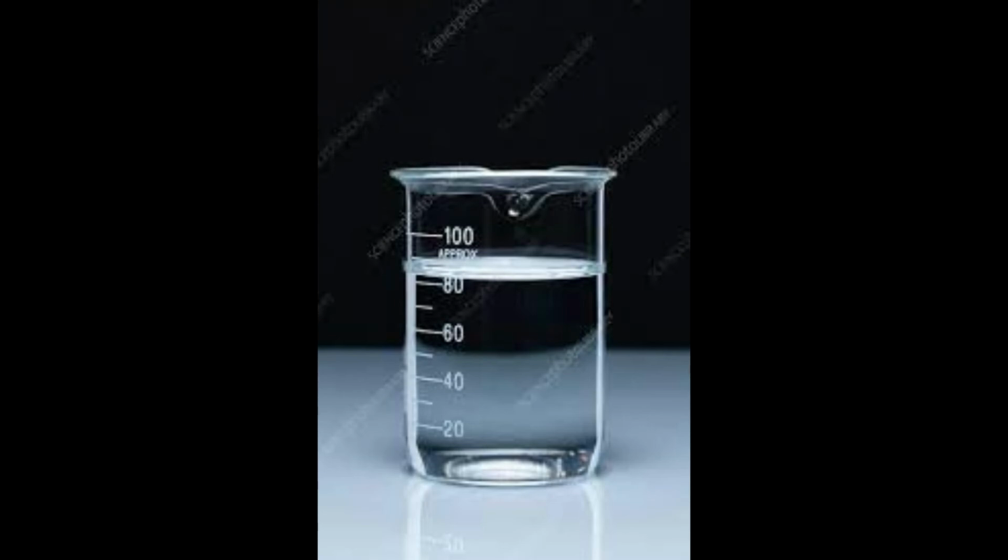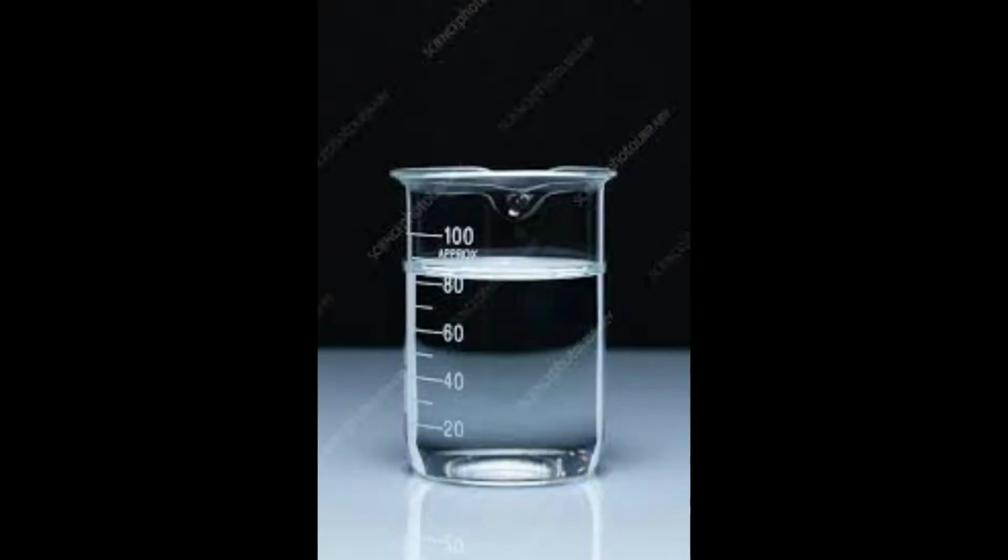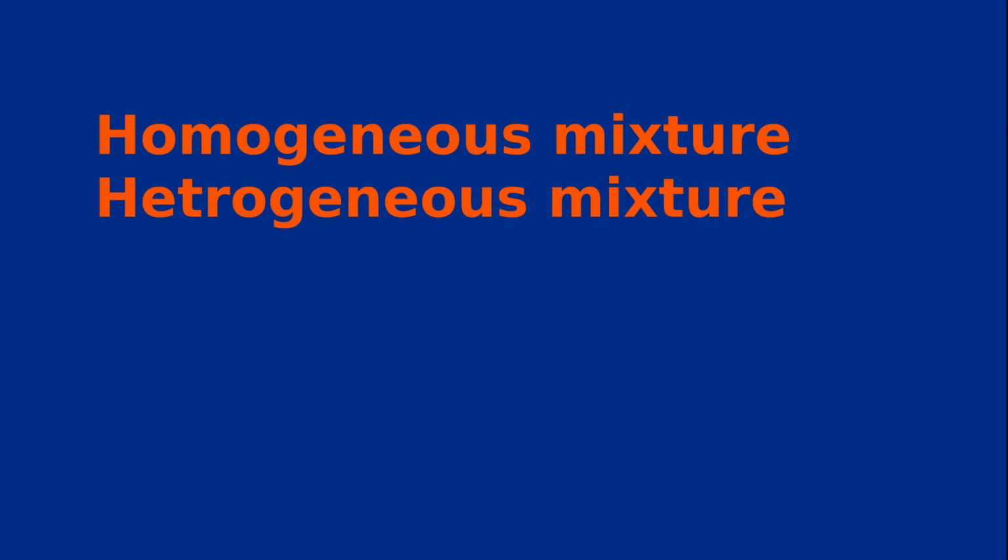But in the case of chalk powder, it will settle only at the bottom of the water contained in the glass tumbler. It settles down in the glass tumbler. Okay, the chalk powder will settle down at the bottom of the glass tumbler, but the salt is completely dissolved in the solution. Then we can say that mixtures can be classified into two: homogeneous mixtures and heterogeneous mixtures.